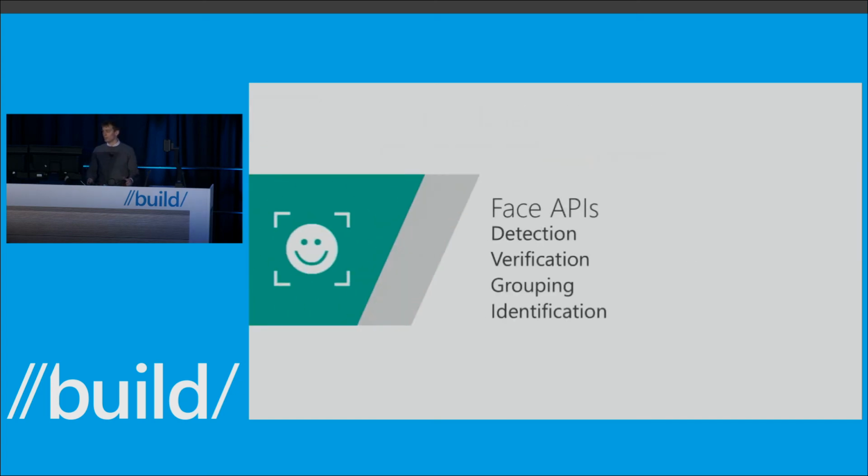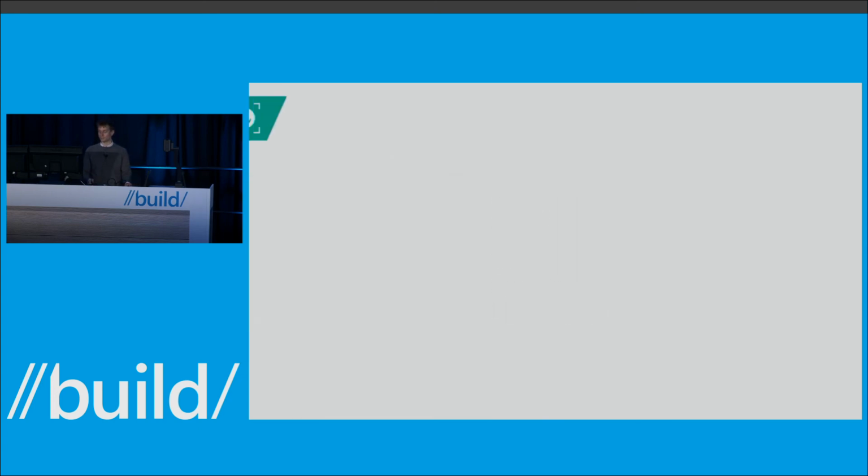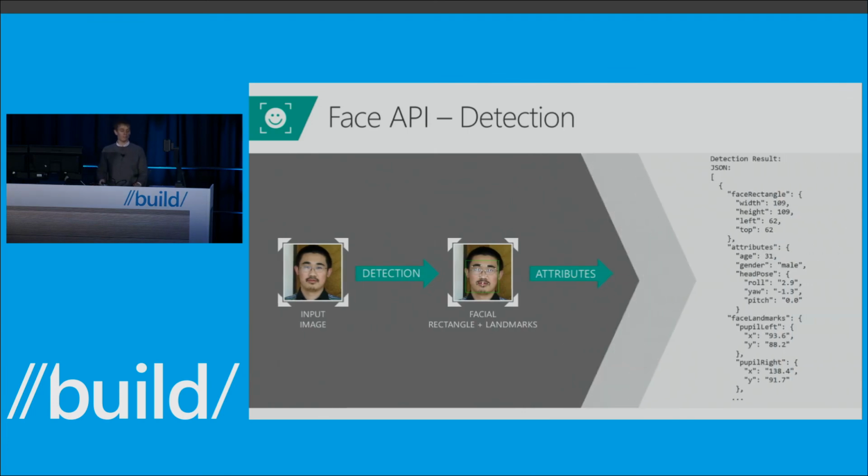The Face APIs are a set of computer vision tasks that help you recognize human faces within images. The first one we'll talk about is just detection. This is one of the core calls that a lot of the other features of Face API build on top of. Given an input image, like this example you can see on the left, we get this nice JSON object on the right.